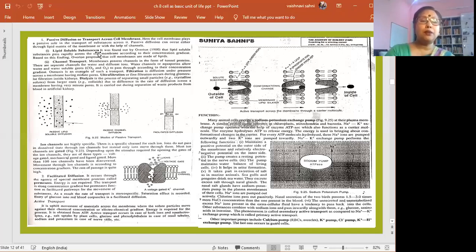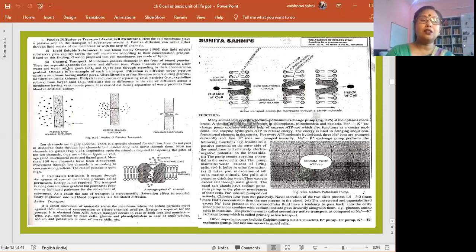Now coming to lipid soluble substances, it was found by Overton in approximately 1900, and what he observed is that lipid soluble substances pass rapidly across the cell membrane according to the concentration gradient. They pass through the lipid channels, but the main principle is again diffusion here.